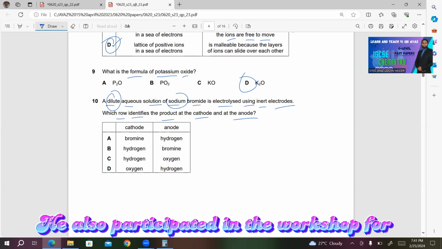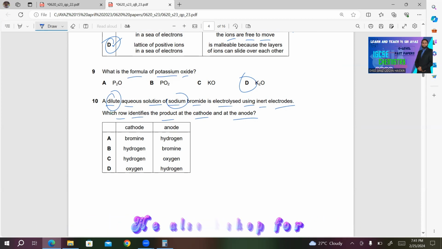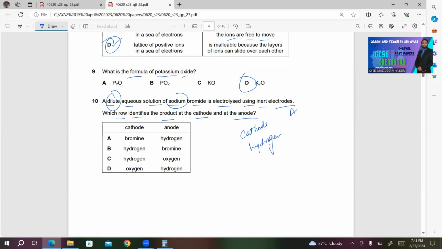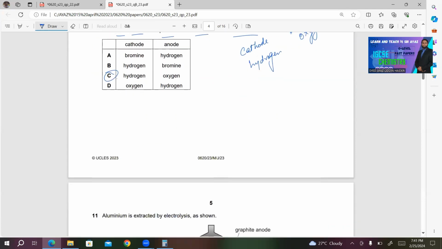Sodium is one of the reactive metals, and reactive metals never discharge in the electrolysis. So at the cathode, we will get hydrogen gas, and as the concentration is low, we won't get bromine, we will get oxygen gas at the anode. So C will be the right answer for this MCQ.